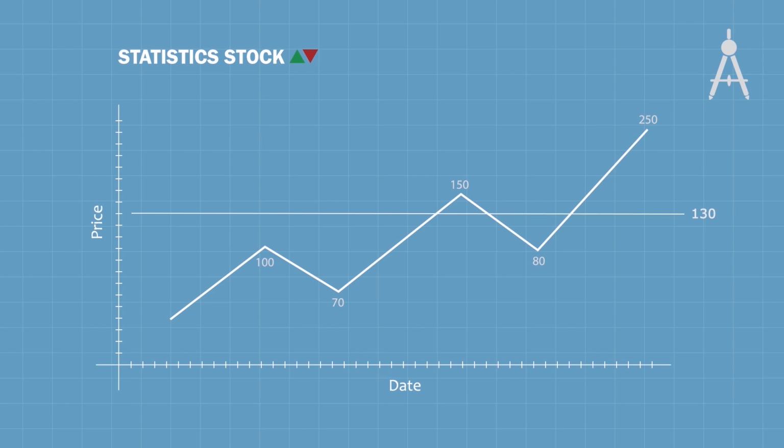The second step is to calculate the difference between the mean and the stock values. Oh, we get both negative and positive values. If we continue to the next step, which is the summation of the differences, then it will sum to 0. To handle negative values, there are two options.